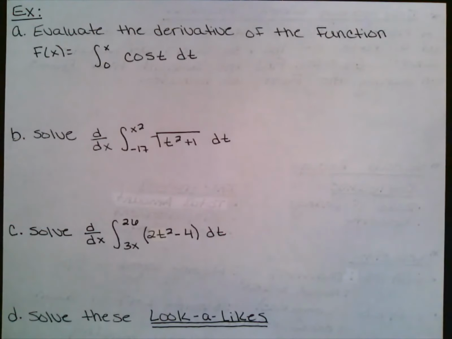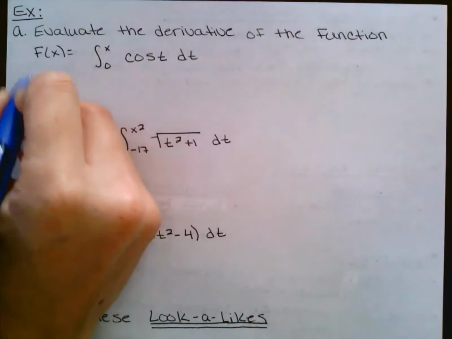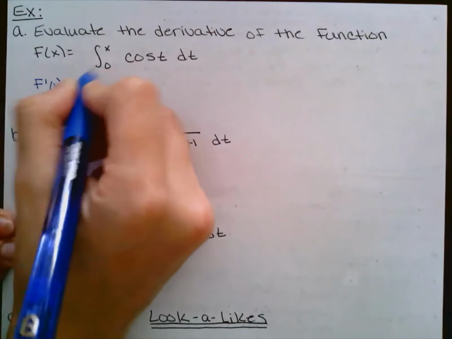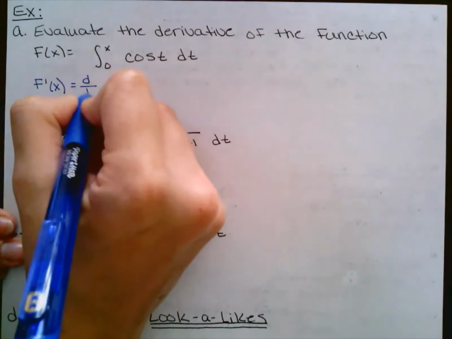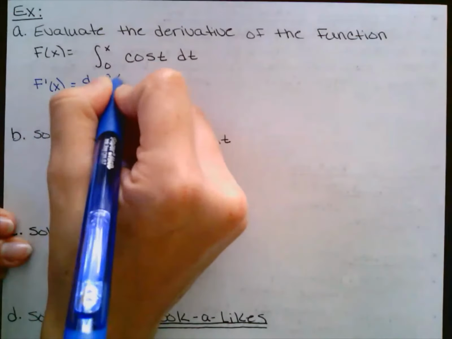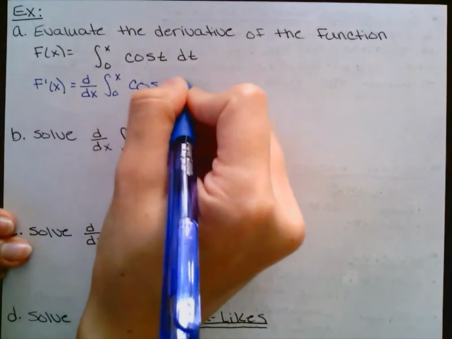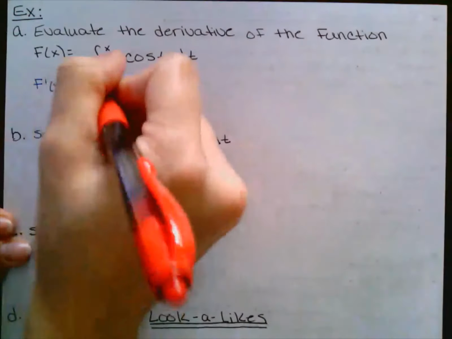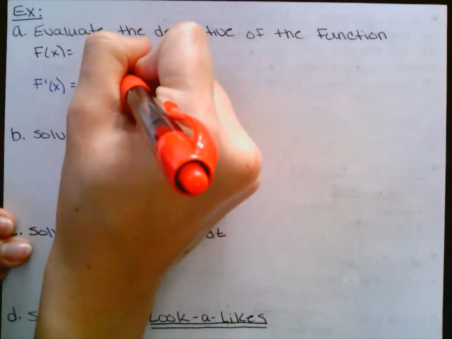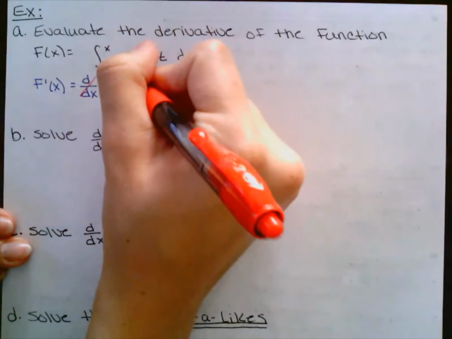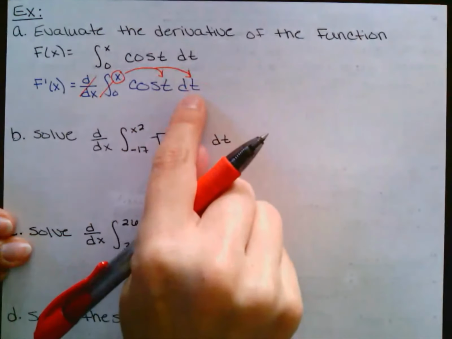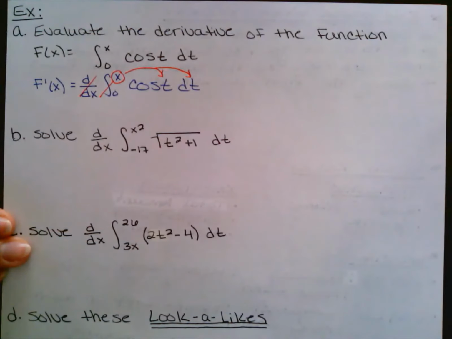This first example reads, evaluate the derivative of the function. So if I want this left side to read derivative, I'm going to put an f prime. And then on this right side, I have to apply the derivative. My next step is that a derivative and an integral will cancel each other out, and this function up here replaces the variable in the integral. Make sure, most students always forget this second variable over here.